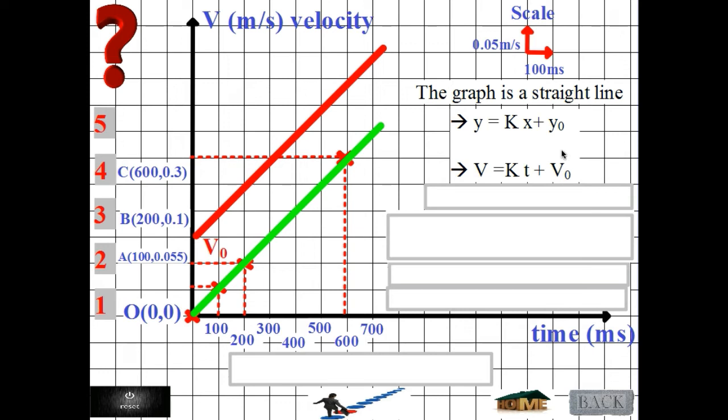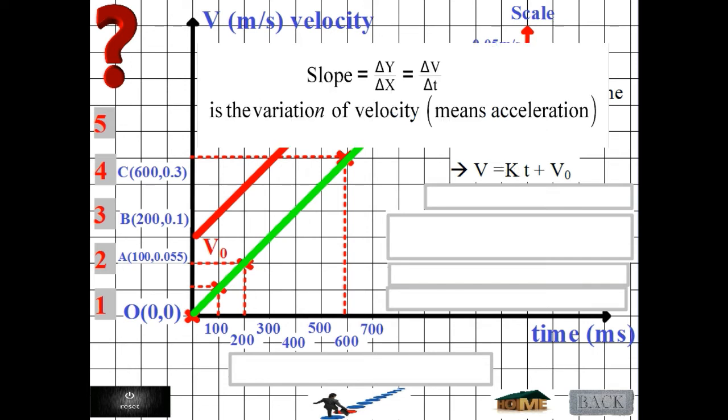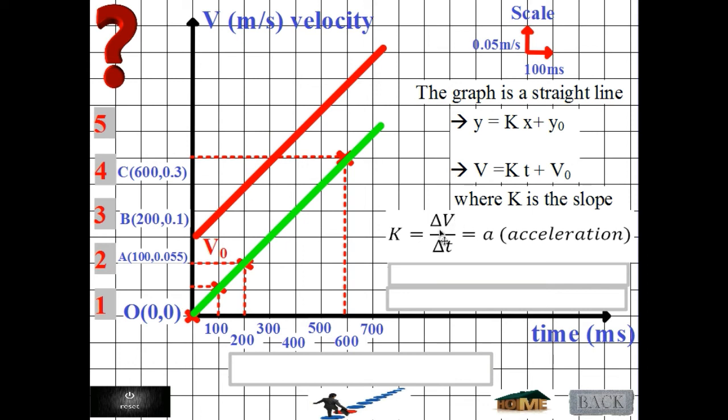By the way, what's the slope here? k is the slope here, yes? The slope is delta y over delta x. The y I substituted by velocity, and x I substituted by time, so delta y over delta x means delta v over delta t. Delta v over delta t represents what? Delta v over delta t represents the acceleration. Okay, k is delta v over delta t, it's our slope, which is the acceleration.